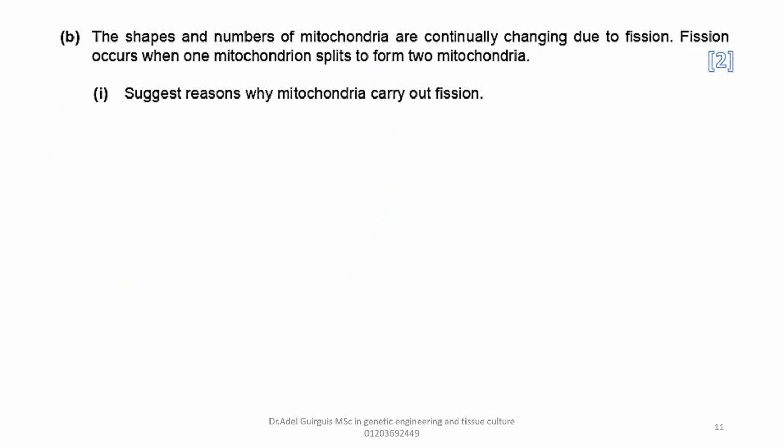Okay, now letter B with 2 marks. The shapes and the numbers of mitochondria are continually changing due to fission. Fission occurs when one mitochondrion splits to form 2 mitochondria. Suggest reasons why mitochondria carry out fission.